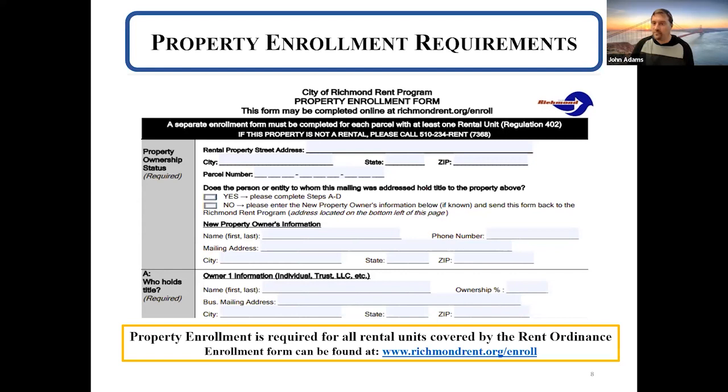The enrollment form serves to register the owner and ties each individual unit to the proper owner.